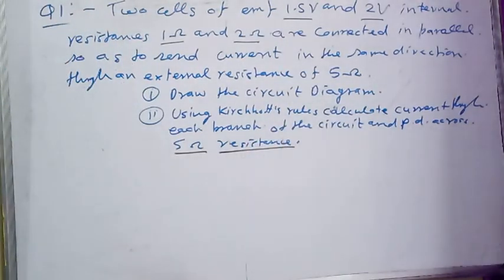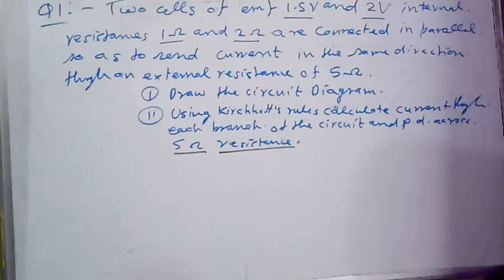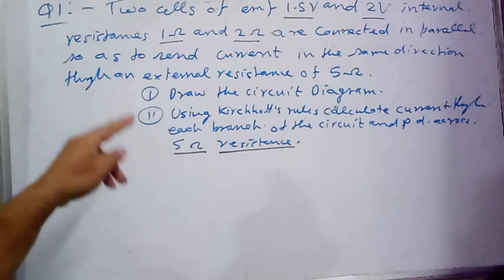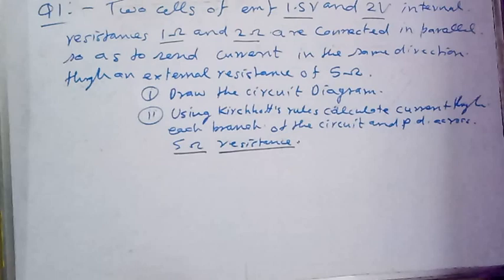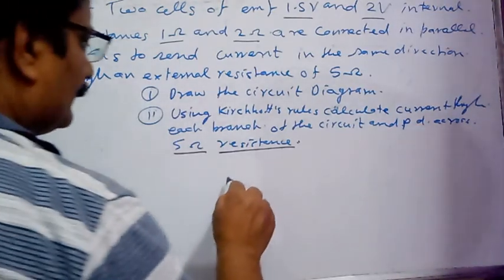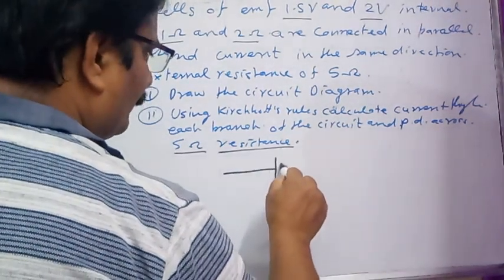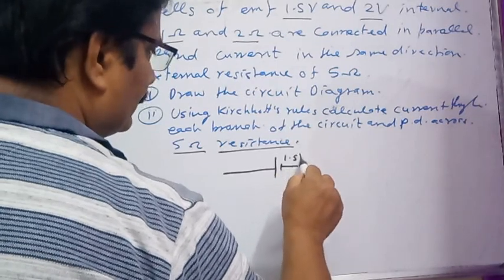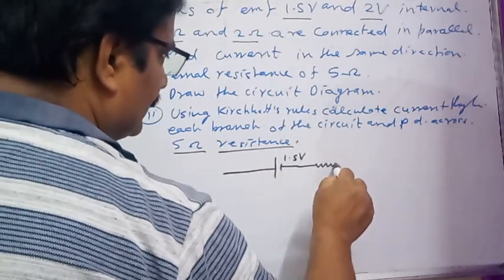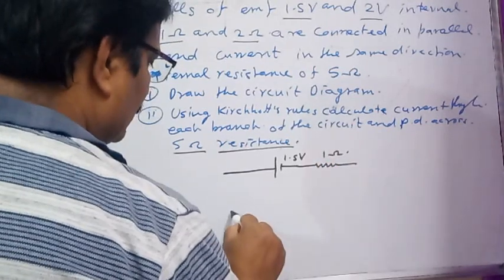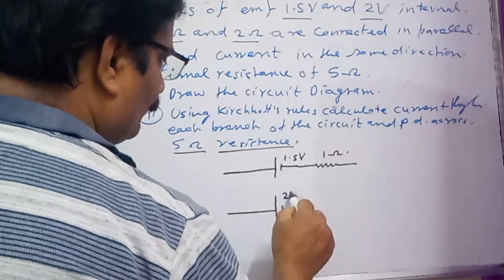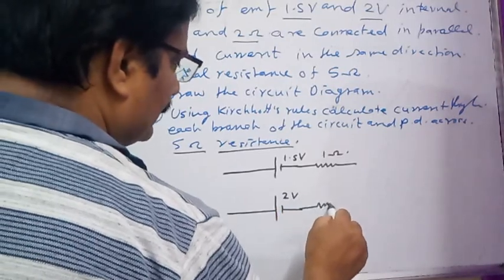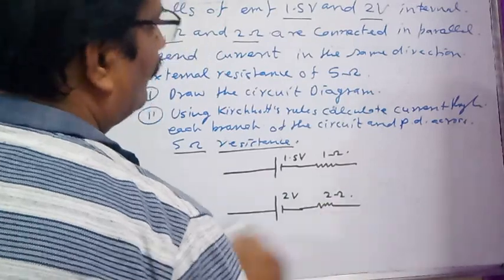This is the question. Students, you can see in this question both the cells are connected in parallel and they are sending current in the same direction through a 5 ohm resistor. So what can be the circuit diagram in this? So this 1.5 volt cell and its internal resistance is 1 ohm. The second cell is connected parallel with the first. Its EMF is 2 volt and internal resistance is 2 ohm.